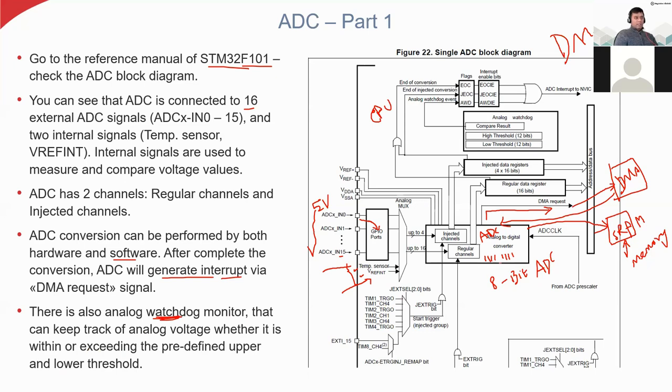If this result is between the lower threshold and the upper or higher threshold, then no problem. The watchdog will not do anything. This is the watchdog timer and our watchdog monitor. In case this measured value is beyond the threshold values, then immediately the watchdog timer will give an alert or warning signal to the user.